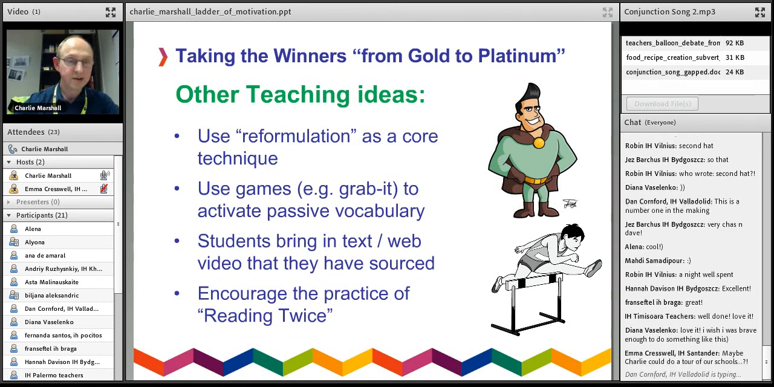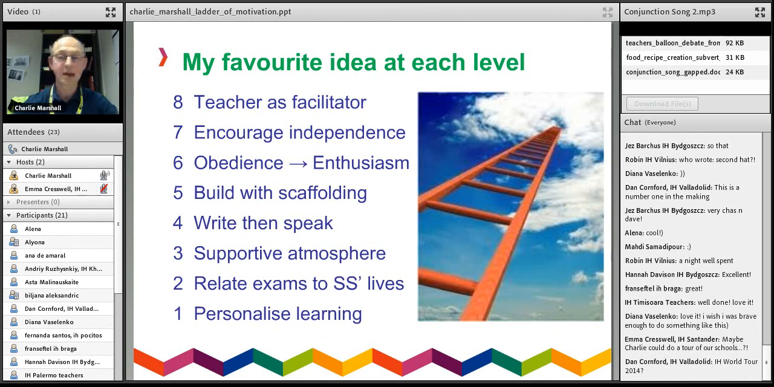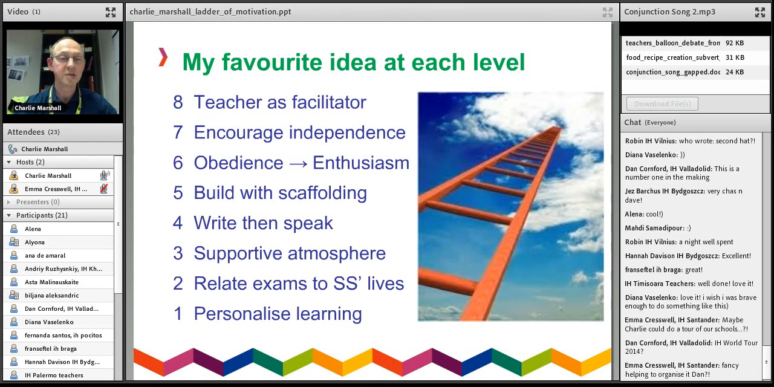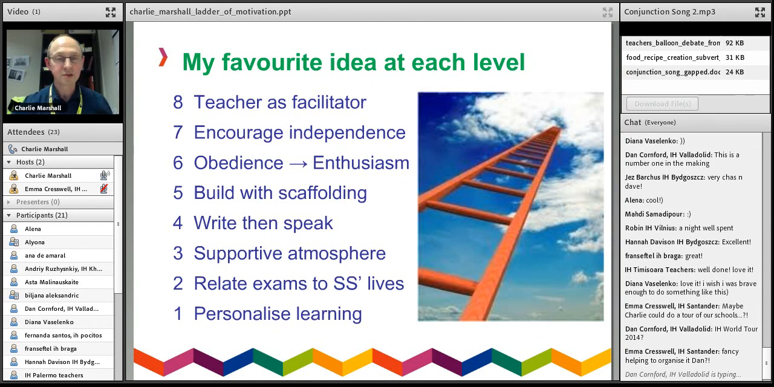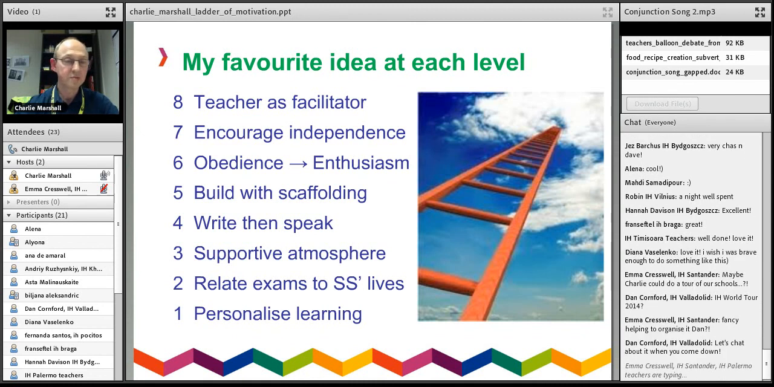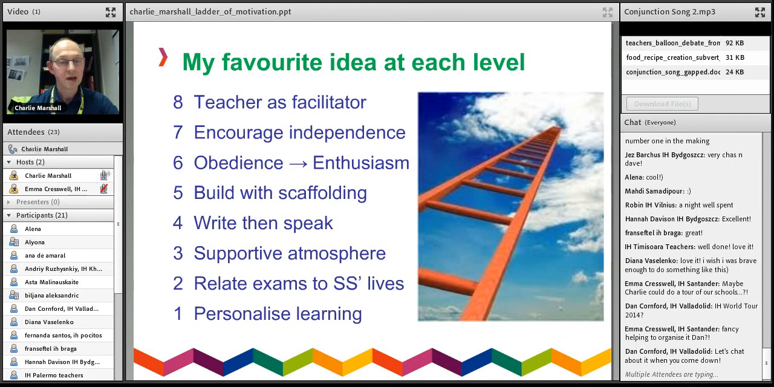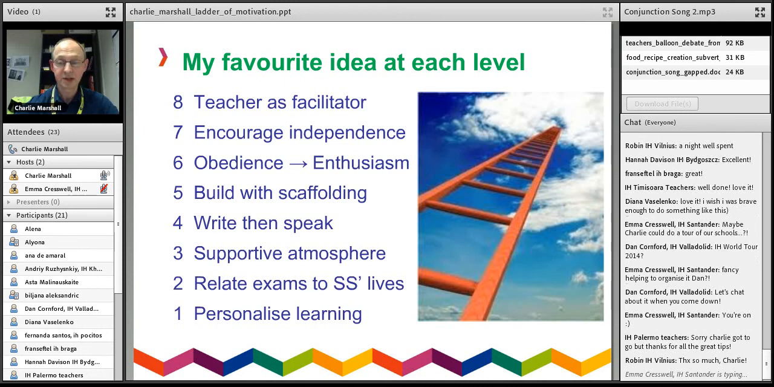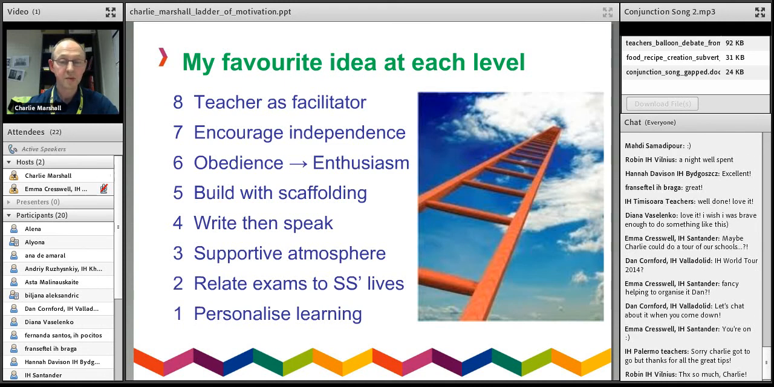Okay, now I think we've got to the end. Yes, there's the ladder going up to heaven. And these are my favorite ideas for each of the levels on the ladder. And we have at the top my idea of teacher as facilitator, and encouraging that independence in the rung 7 people, trying to convert obedience to enthusiasm with the workers of the world, building scaffolding with the people who don't know what to say, using write then speak, using a supportive atmosphere with the tongue-tied, relating exams to students' lives with the exam slaves, and personalizing learning, especially with the challenges.